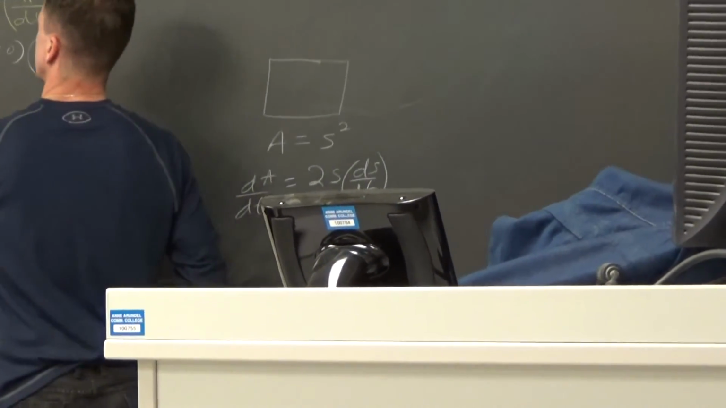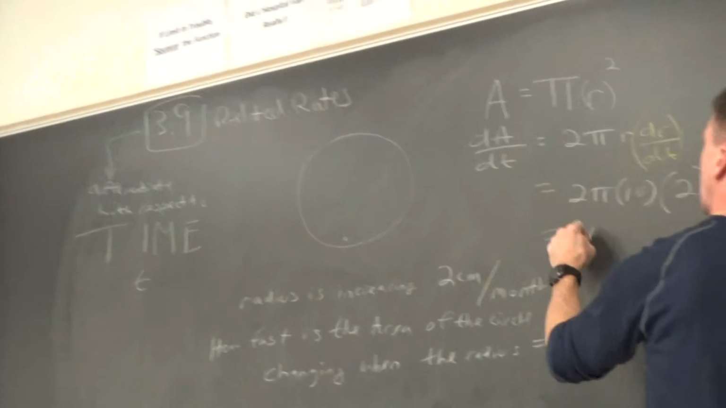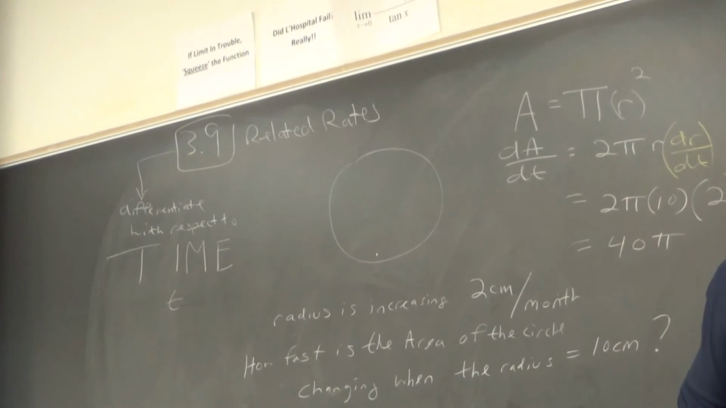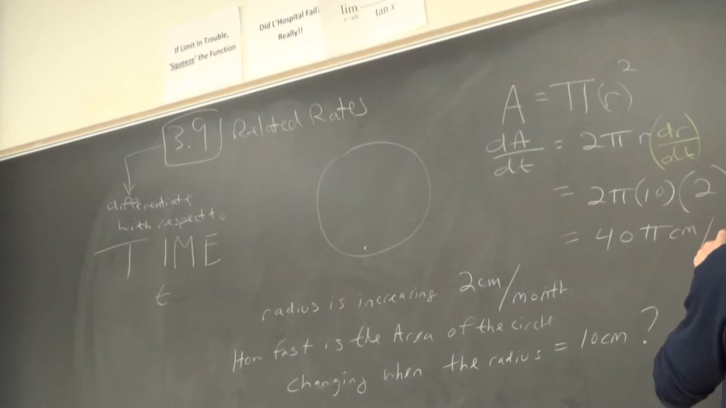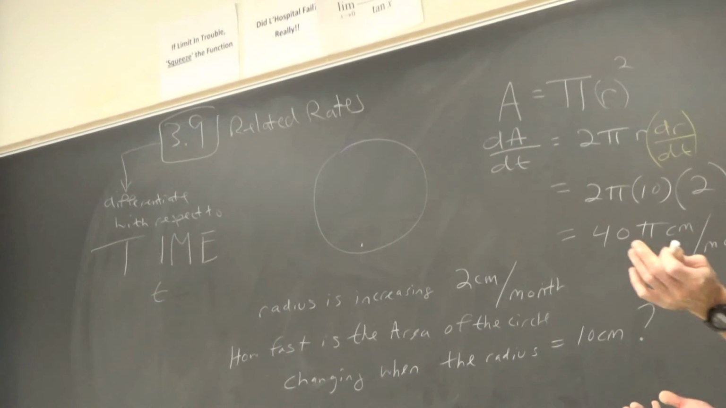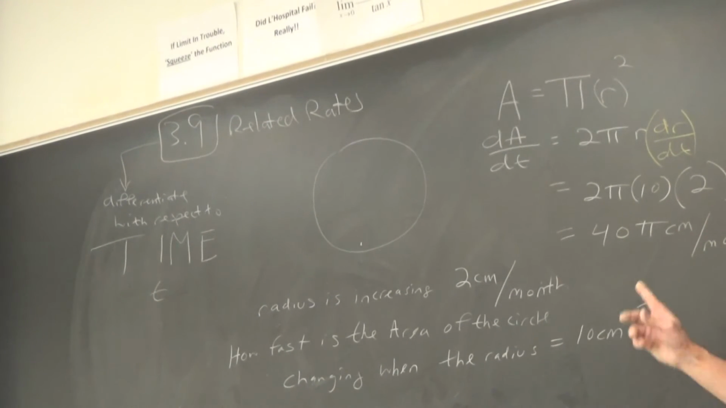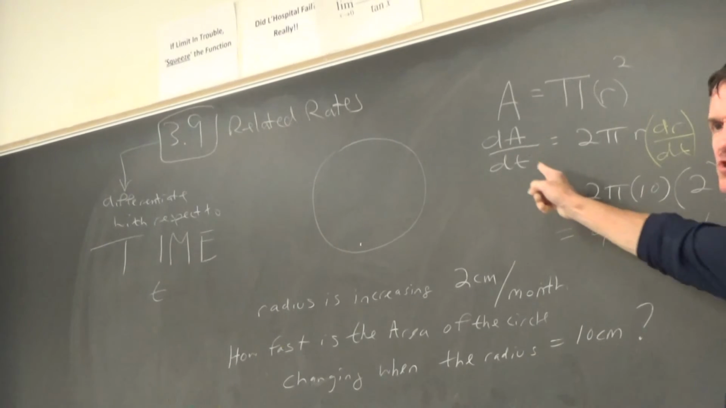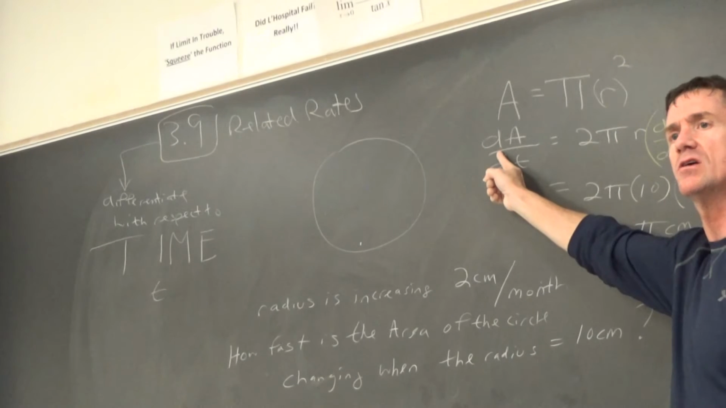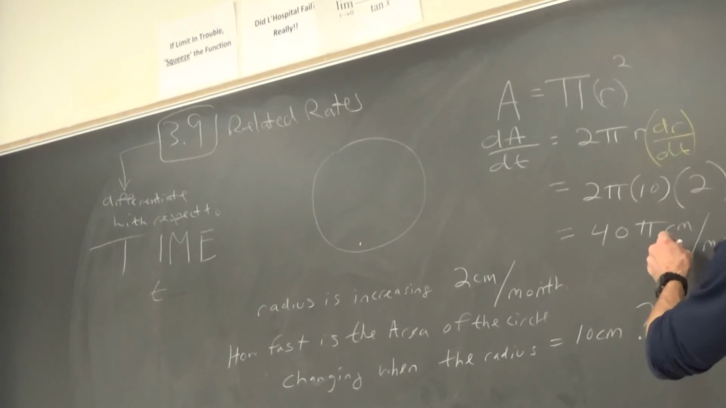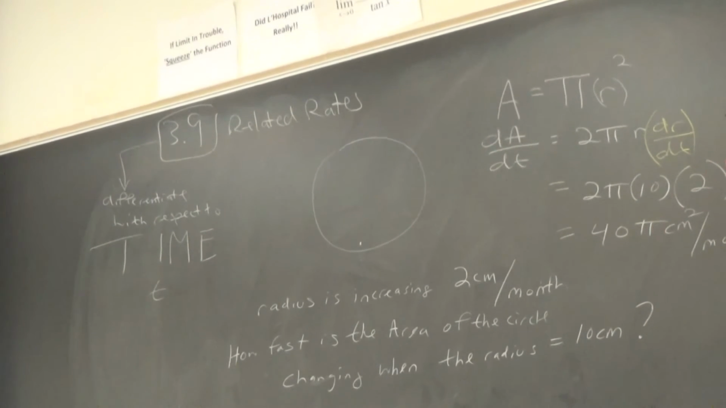Hey, so what's my final answer? Let's put the units. 40 pi centimeters per month. Did I miss anything, or is it centimeters squared? Centimeters squared. Brilliant. Once you look carefully, you go, what am I finding? What's changing? Area. Area is squared centimeters, right? So centimeters squared per month.